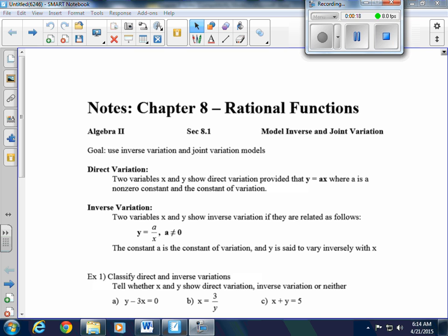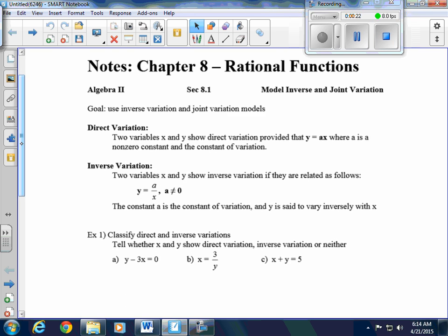Now, if we remember back, we talked about direct variations. And a direct variation is two variables, x and y, that show direct variation provided that y equals a times x, where a is a non-zero constant and the constant of variation. So we had to find what a was, plug it back in, get our equation, like y equals 3x would be an example of a direct variation.